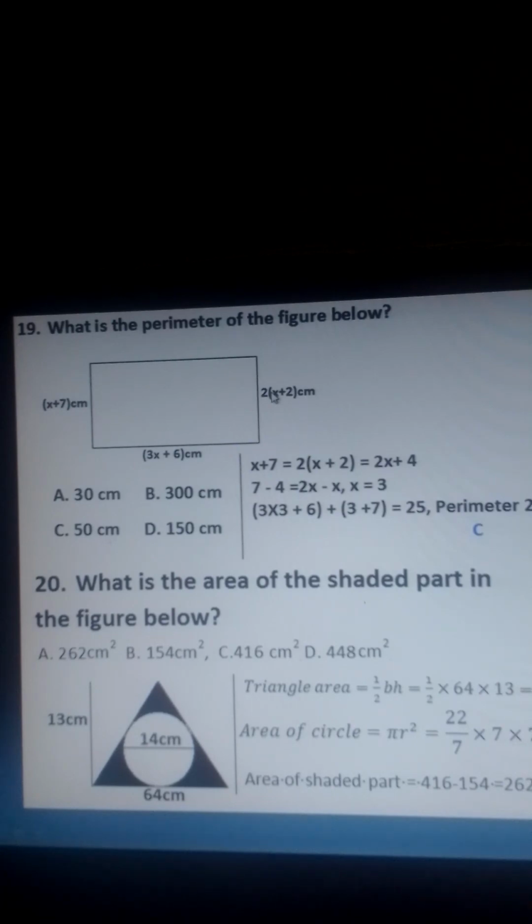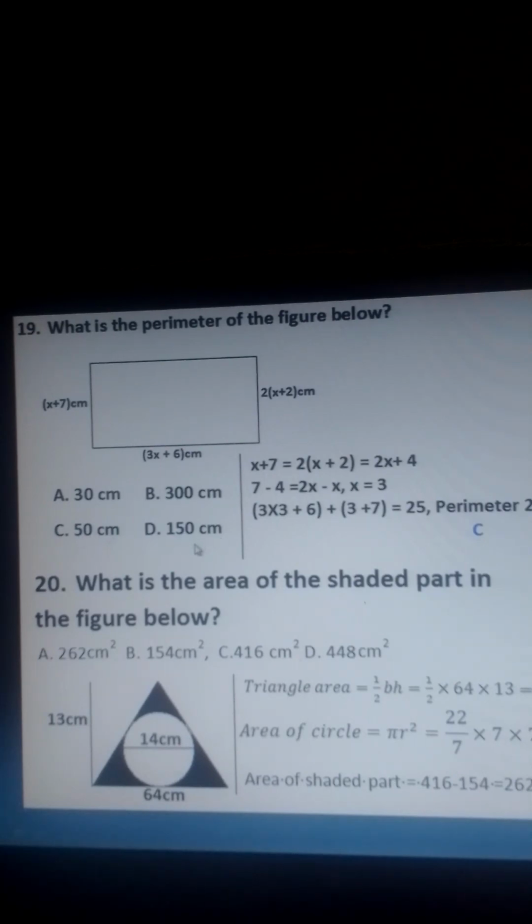You see? So the question is, what's the perimeter? So here it is 10. We have seen that. How about here? 3 times 3 is 9. 9 plus 6 is 15. So this one is 15. This is 10. 15 plus 10 is 25. Times 2. Because this is a rectangle, it will be 50. So we get 50 centimeters as the perimeter of this diagram. So the answer here is C.